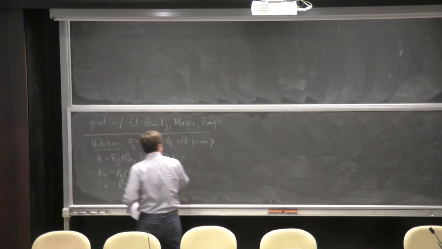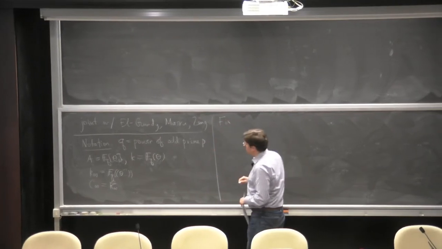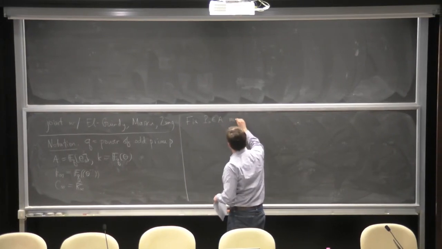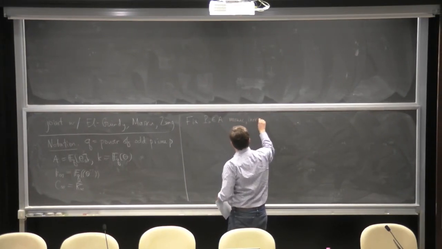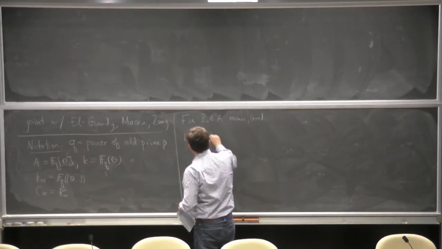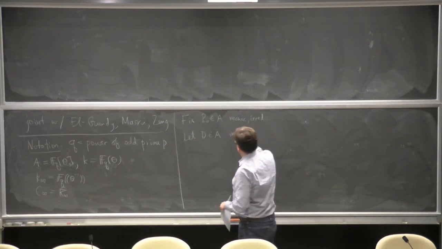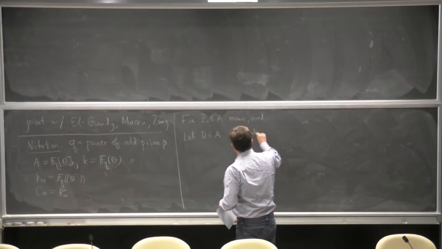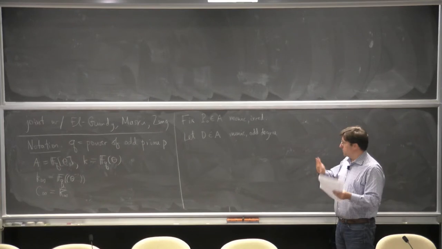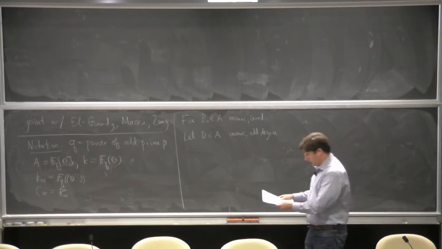Throughout, we're going to fix an irreducible polynomial in A, which is going to be monic irreducible, P naught. Then we're going to let D represent a monic polynomial of odd degree. For the moment, we'll let D be fixed, but eventually we want to allow D to vary. But throughout, P naught will be fixed.